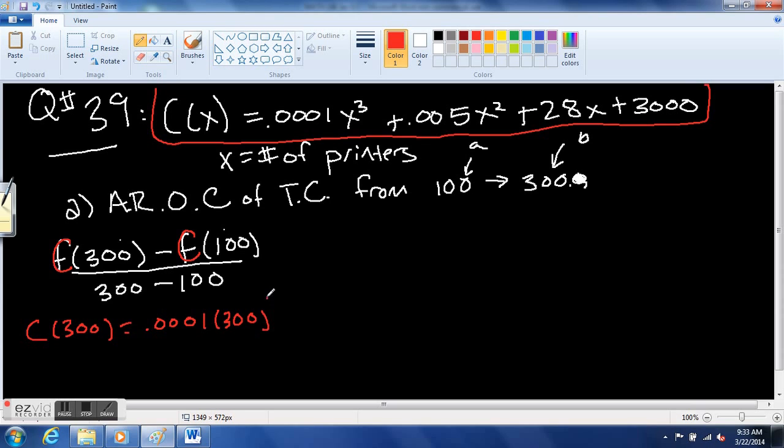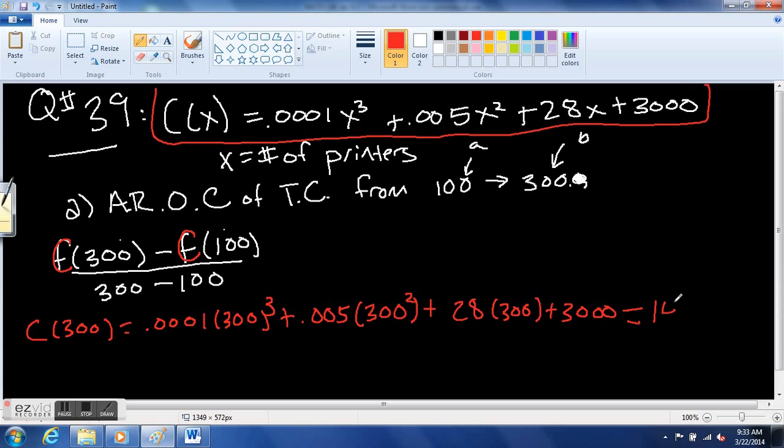So this will be 0.0001 times 300 cubed plus 0.005 times 300 squared plus 28 times 300 plus 3,000. And if you type that into your calculator, you should get 14,550. If you did not get that, just try it again. You probably made a little error in typing it in.